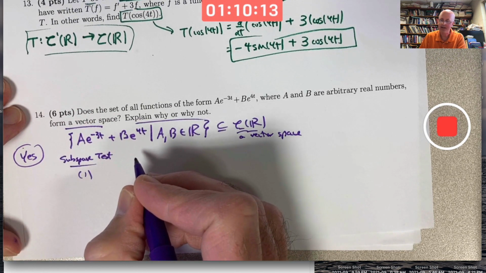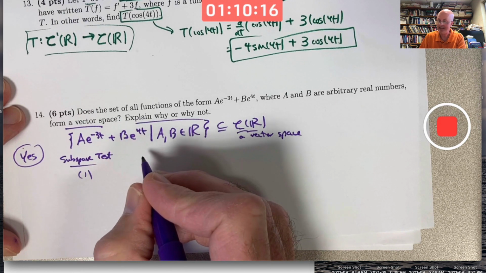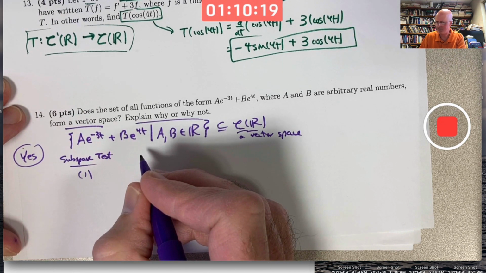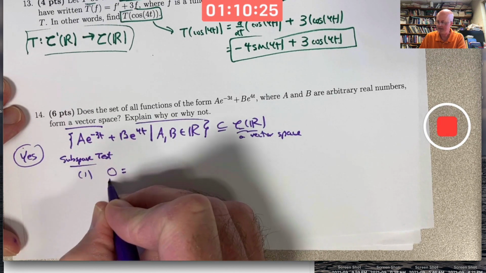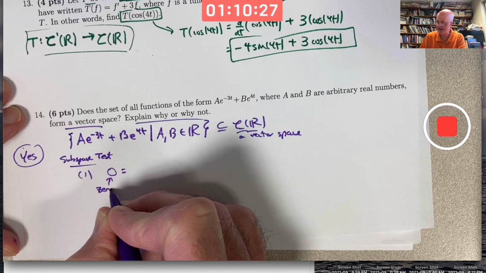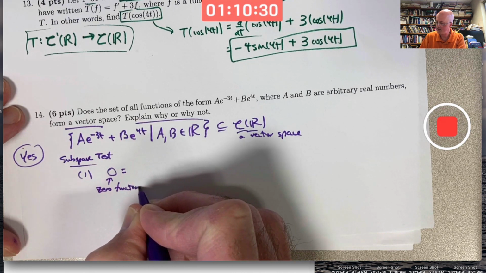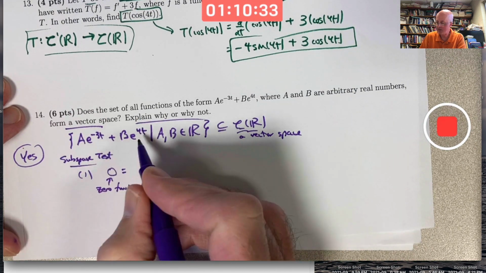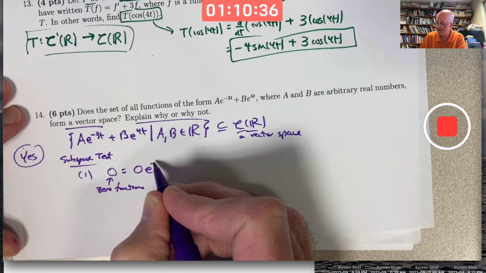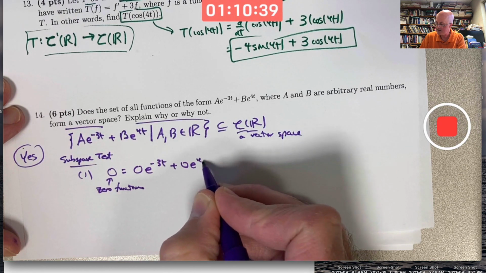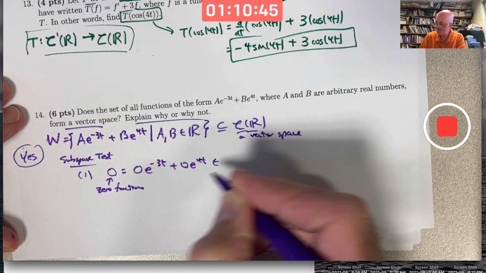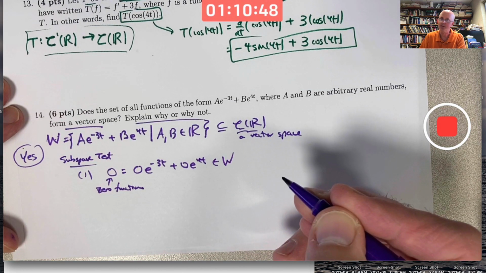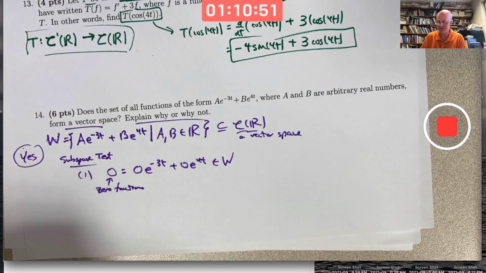Is the 0 vector in this set? The answer is yes. But wait a minute. I don't see a 0 vector in the usual sense. Well, it's the 0 function. That's the 0 function. The elements of this vector space are functions. The 0 function can be written in this form. Take a and b to be 0. Let's give the set a name. Let's call it W. This is in the right form to be in W. So the 0 vector in the form of the 0 function in this vector space is in W. That's the first thing to check.